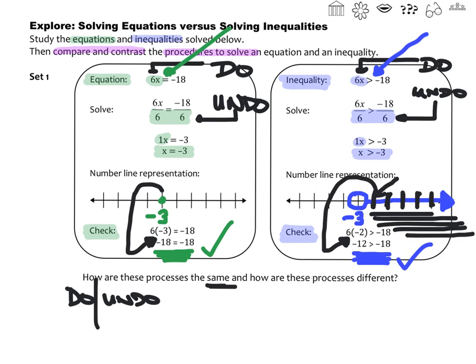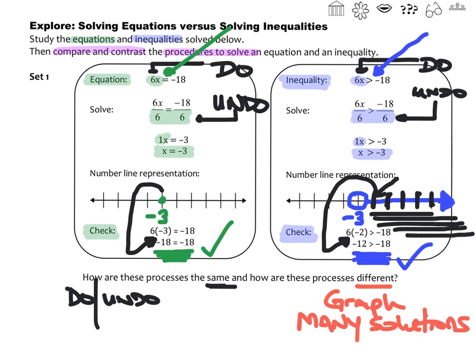Where they were different was how they were graphed. In an equation, I have one solution, so I have one solid dot on my graph. That's it. But in my inequality, I had a line with an arrow, in this case going to the right for greater. I had many solutions in an inequality, whereas in an equation I had only one solution.